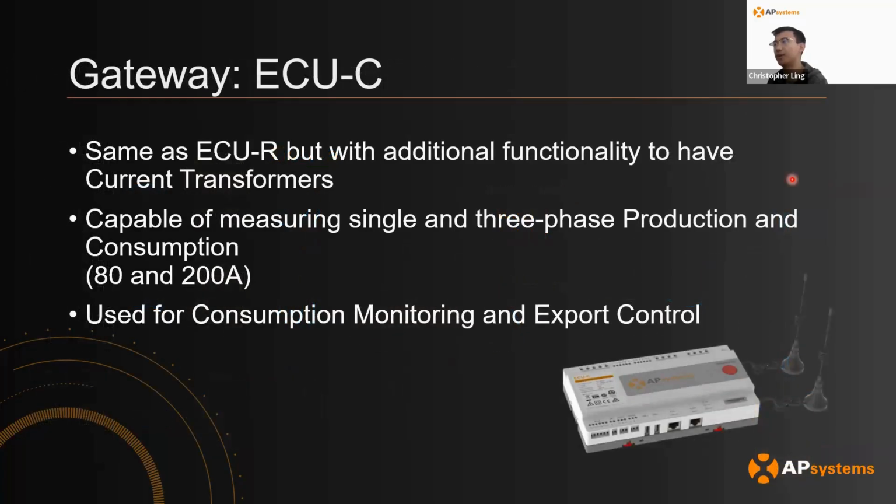The other thing I also want to mention is that we also have the ECU-C. C stands for commercial. I would say that it is possible to use the ECU-R for QT2s. So both of these are functional for both the DS3s and the QT2s. The main difference with the ECU-C is that it has a place where you can connect current transformers directly, and it's used for both consumption monitoring and for export control.